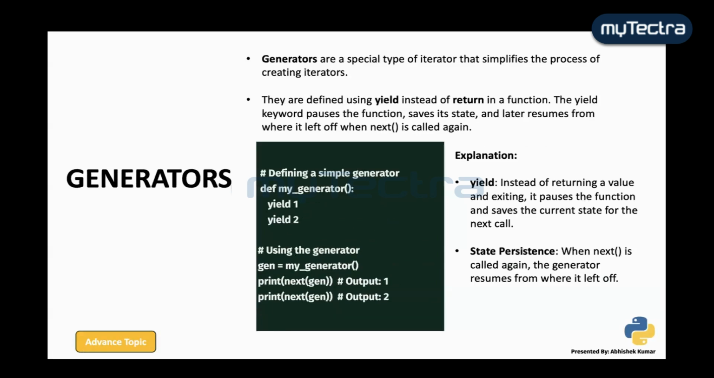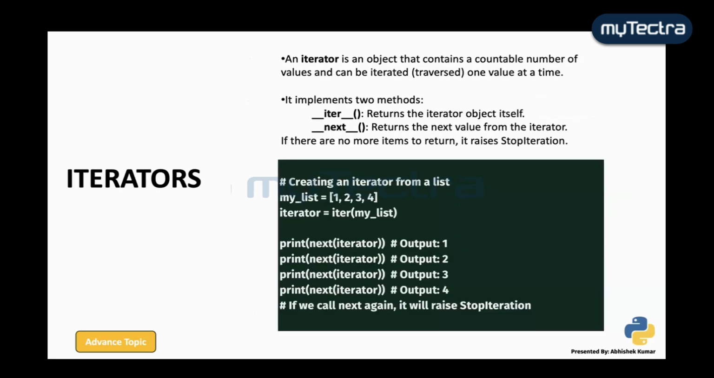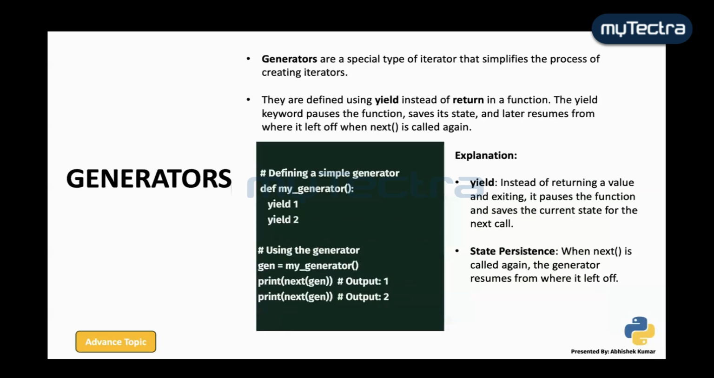And to tell you about generators, so these are the two commonly asked things. So to iterate over an object itself, next will return the value one by one. And not it will not return the whole value.